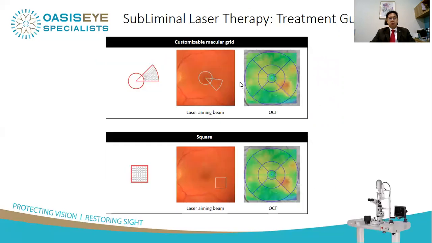So here's what you can do. If you see an area of thickening outside the macula, infratemporal, you could use a customizable macular grid or square and treat this area. But again, single spot laser, which are continuous and contiguous, would be adequate for this. So it's always important to avoid lasering the fovea.